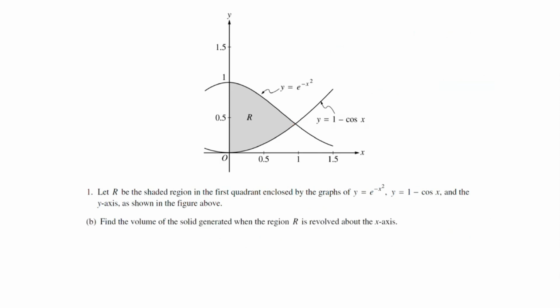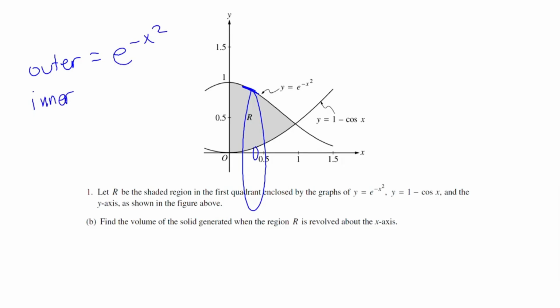In part B, it wants us to find the volume of a solid generated when region R is revolved about the x-axis. And so this is just a standard washer cross-section problem, right? We have an outer and an inner radius. I definitely drew that second one way too big on the bottom, but that's fine. Yeah, an outer and an inner radius. And our outer radius just extends from what we're revolving around, which is the x-axis, up to the upper function right up here, which is a y value of e to the negative x squared. And our inner radius just extends from the x-axis up to the other function.